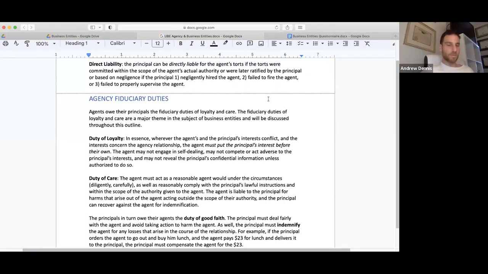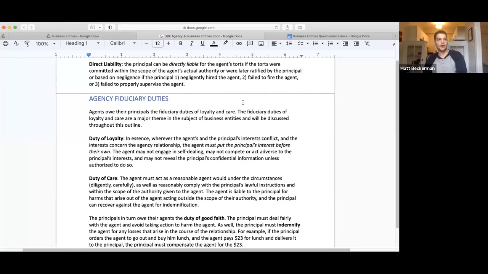Exactly. Negligent hiring, like, oh, you're completely unqualified, but you have a good attitude, so I'll take you anyway. Sure, you don't know how to run a crane, but I think you look like you know how to do it. You failed to fire the agent after a very egregious incident, or maybe they were qualified, but you failed to do any kind of supervision. These are things that the principal is expected to do, not through the agent.